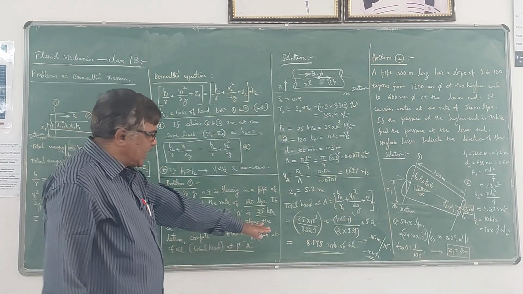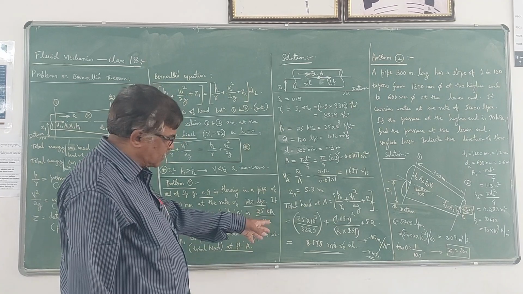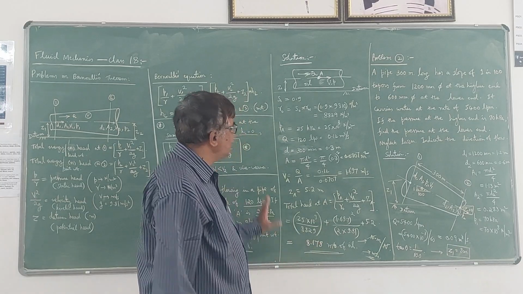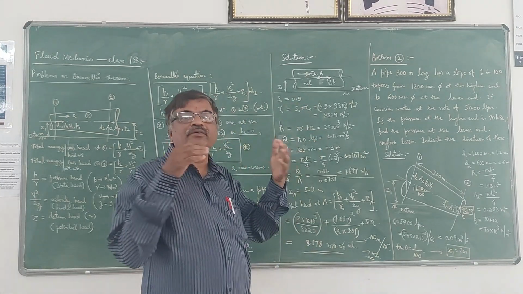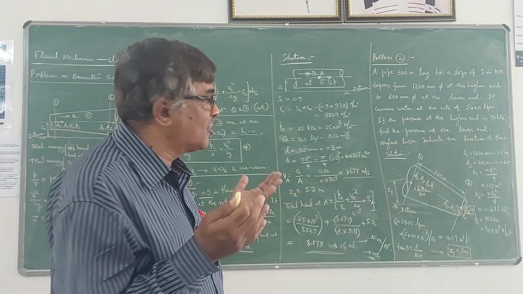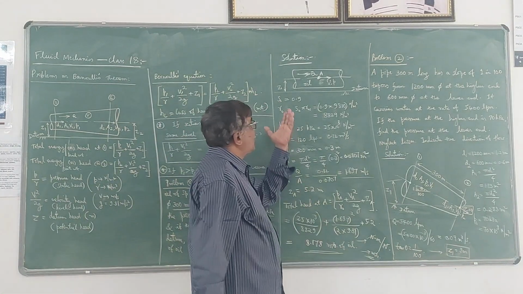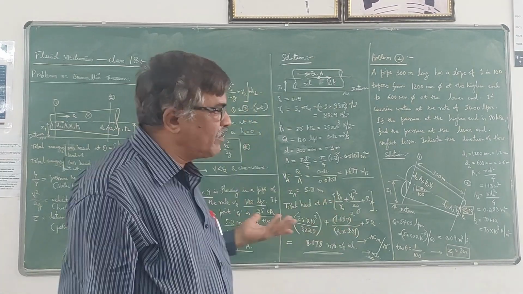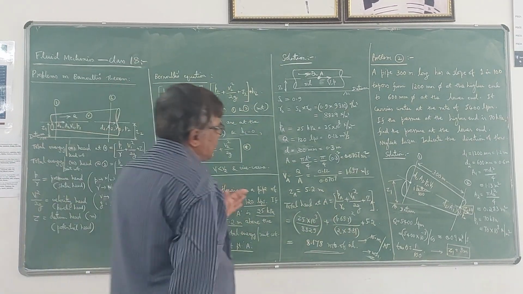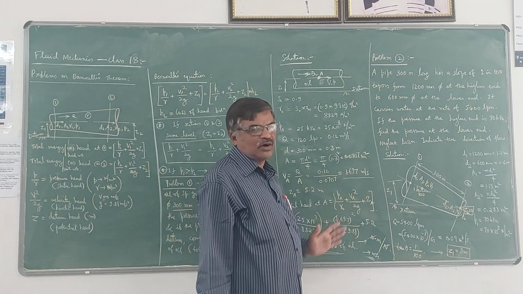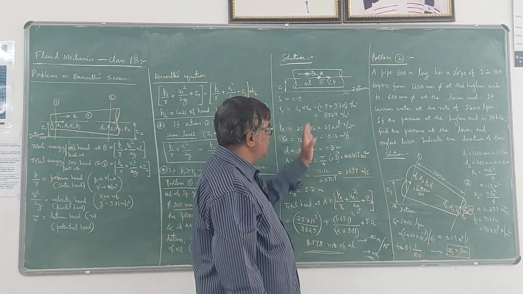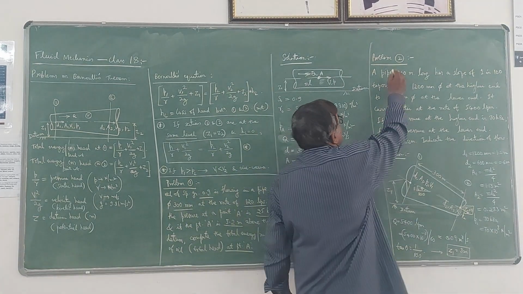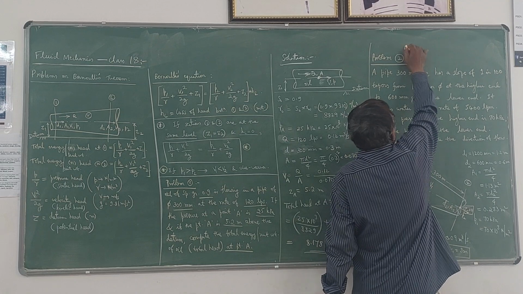So 8.178 meters of oil is the final answer. This is the total head, or the total energy per unit weight that is flowing at this point A. According to Bernoulli's theorem, the total head remains constant. Your pressure may be different, velocity may be different, z may be different, but the sum will be the same, if you neglect the losses. So this is the first problem. The second problem is an important type of problem wherein he has given the data like this.